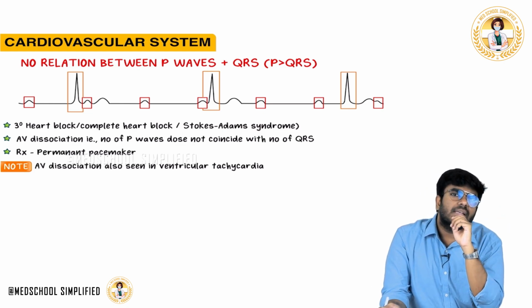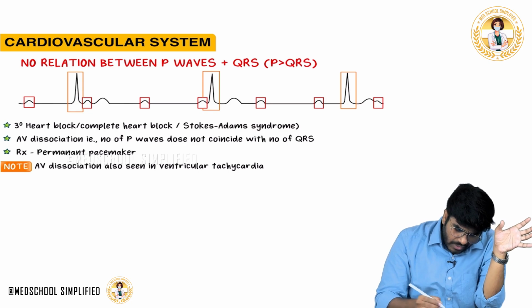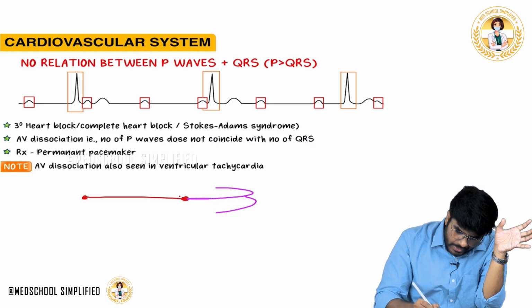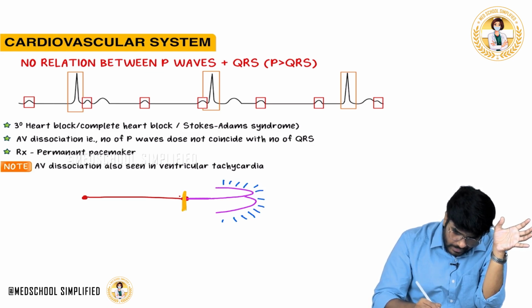If it is not conducting the impulses... This is the SA node. Here is the AV node. Here is the bundle of His. Right bundle branch, left bundle branch. From that, who will come? Purkinje fibers will come something like this. Now, where exactly is the problem? The problem lies at the level of AV node.